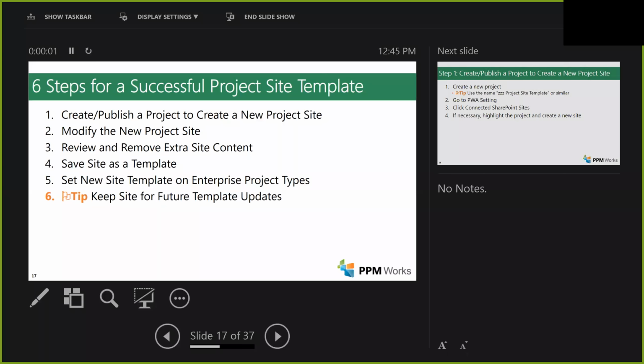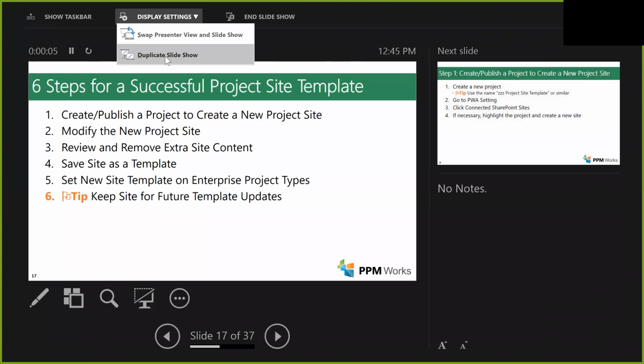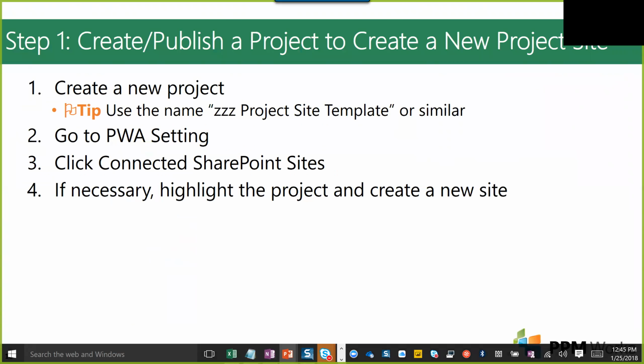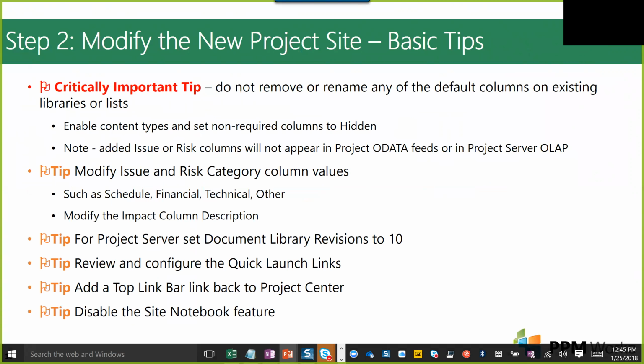All right, so let me swap this out real quick. What I want to show you too is some ideas. So we talked through some of these. We talked about the do's and don'ts of risks and issues. So again, don't delete. You can hide, but please don't delete any of those issues or risk columns. You can break the project site. You can modify those category values. So if you do nothing else on the project site, you're going to want to do that.